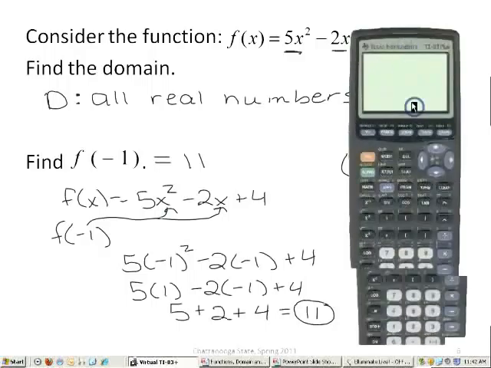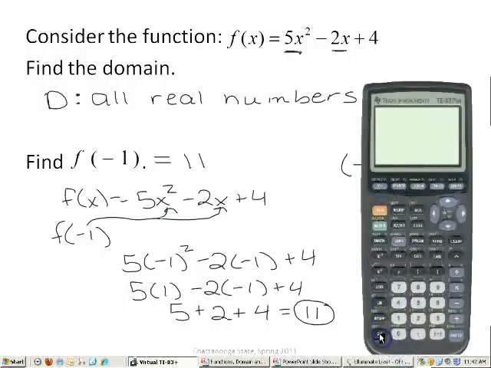Now I can also put that function into my calculator in my y equals screen. 5x squared. In the y equals screen, you always use this button right here for your x. Minus 2x plus 4. If I go to my table, which is second graph, see table written above the word graph, I can use my up and down arrows to find the x of -1, because that's the number I plugged in. And it will calculate the y for that. So I can check my work here.